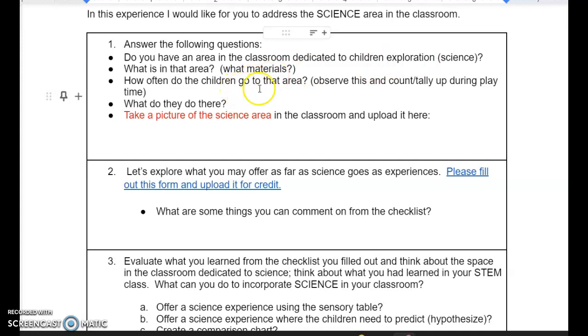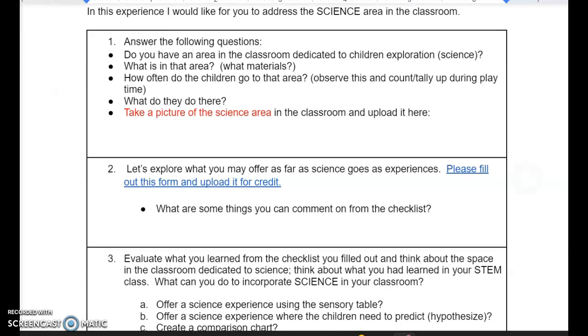How often do the children go in that area? Start noticing it. Even if it's just a day of it, just notice how often the kids go there and what they do while they're there. And then please take a picture of your science area, your exploration area in the classroom, and send that to me. Okay? So that's your observational portion of understanding, is there science in the classroom?